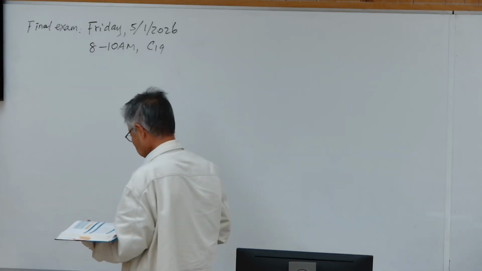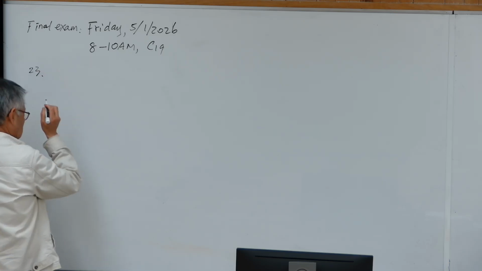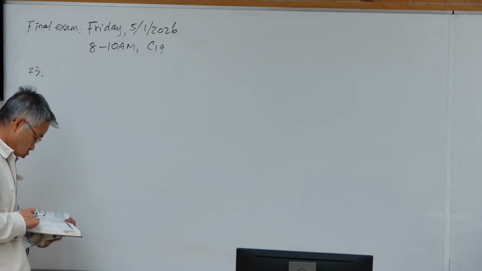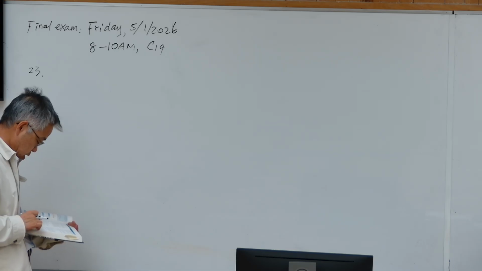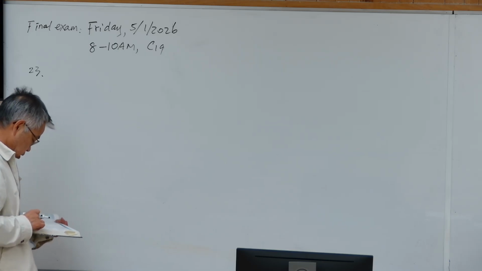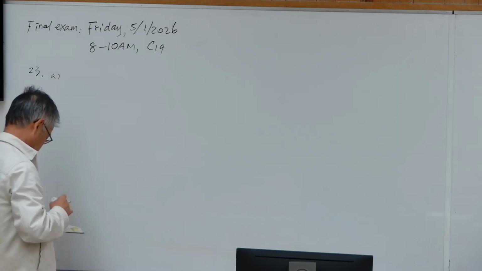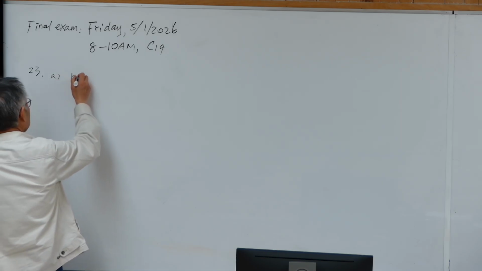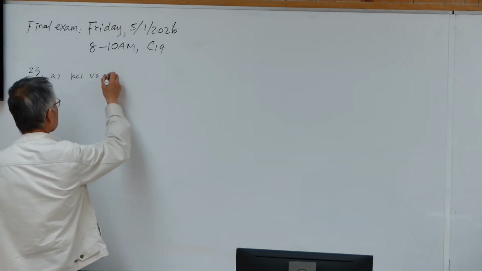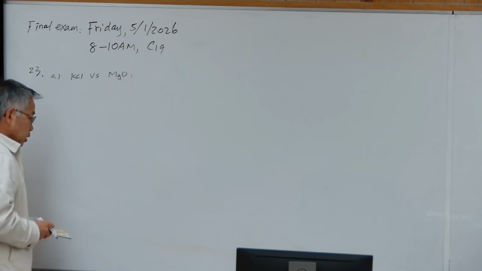Okay, chapter 9 homework, 23, sorry. It asks you to specify which compound in the following pairs of ionic compounds has a higher lattice energy. KCl or magnesium oxide.